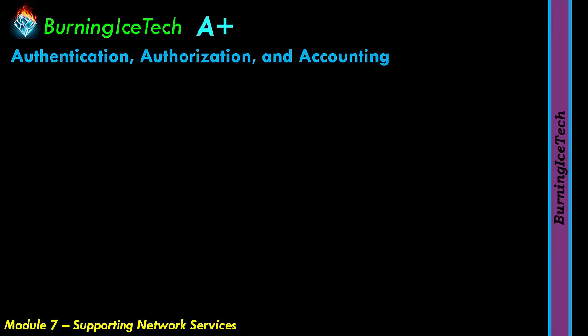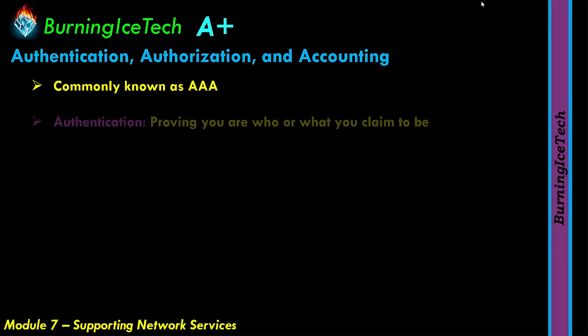Authentication, authorization, and accounting. Now, guys, this is very commonly known as the AAA. So the AAA is an abbreviation for authentication, authorization, and accounting. In terms of authentication, this is to prove you are who you claim to be or what you claim to be. Most of the time, it's probably going to be a human being trying to prove their identity, so a user identity, someone like you. How you do this is up to you.